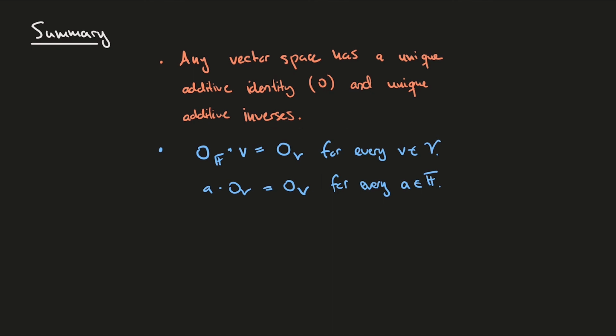And finally, if we multiply any vector in v by minus 1, we get back minus v, which is the additive inverse of v. All of these properties should seem very intuitive, and they'll help us when we have to do arithmetic with vectors.